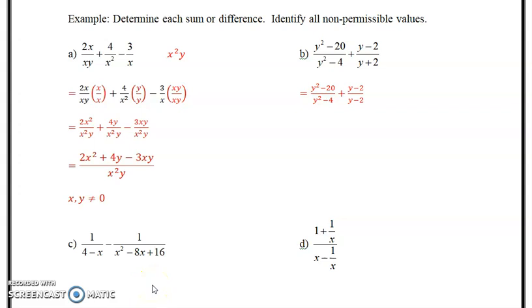Everybody, welcome back. We're on the final page of 6.3. That's page 12. We have three more examples to do for 6.3. So let's look at the first one, or sorry, the second one here.